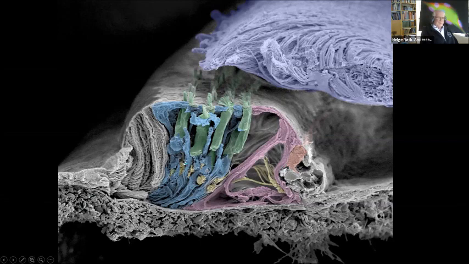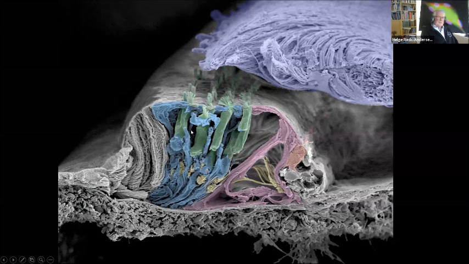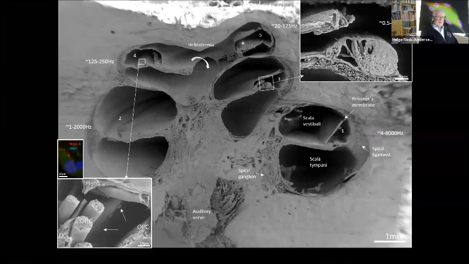And here you see this beautiful arrangement of the human organ of Corti with the 15,000 hair cells, with 12,000 outer hair cells and only 3,500 inner hair cells, which is amazing, that there are so few sensory cells in humans.